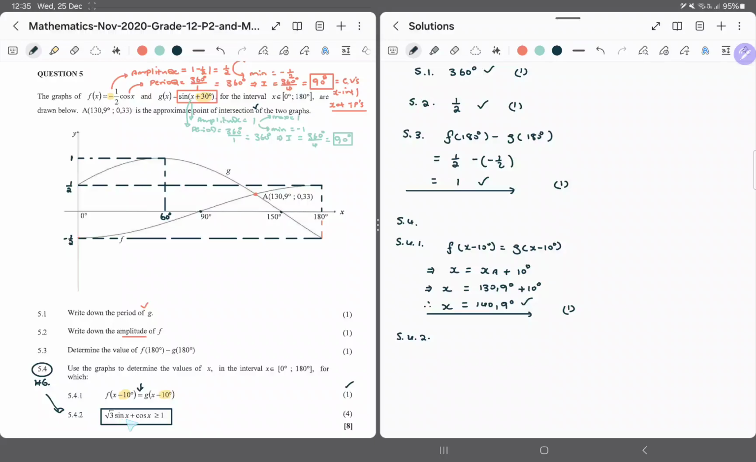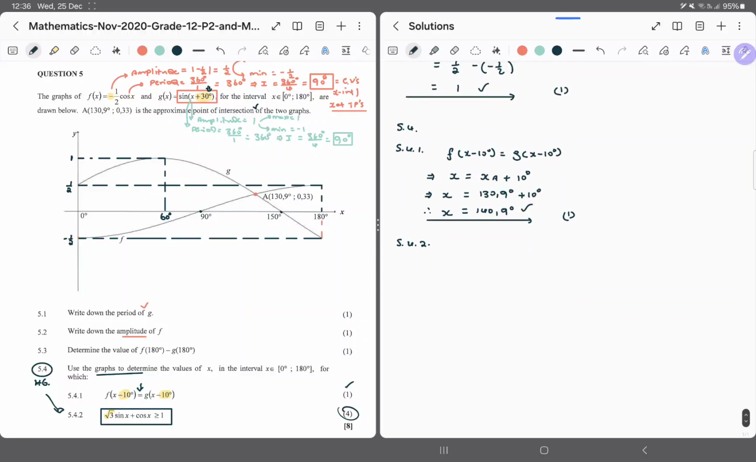Now we've got the square root of 3 times sine x plus cos x greater than or equal to 1. If we are going to be using the graph, this means whatever this is, it's either one of these graphs or both of them. We can't use a graph if this is not there. But now this is strange. We don't see a half cos x. We don't see sine 30 degrees. So what is going on? Now if you look at this square root 3, we should know that 30 degrees is a special angle. Now if we think special angles, we can see that this is going to be easy.